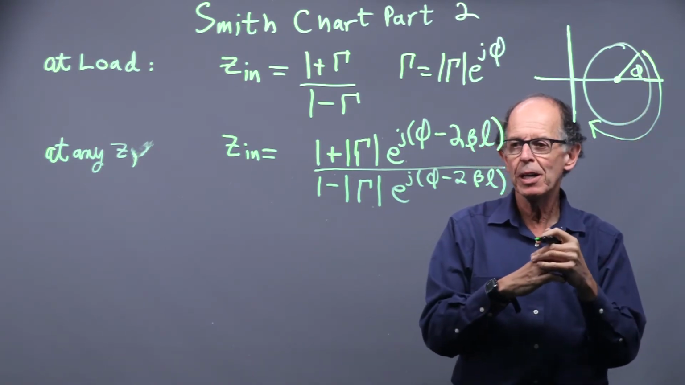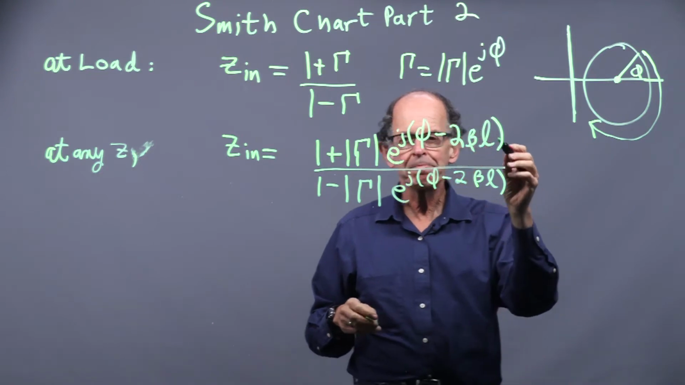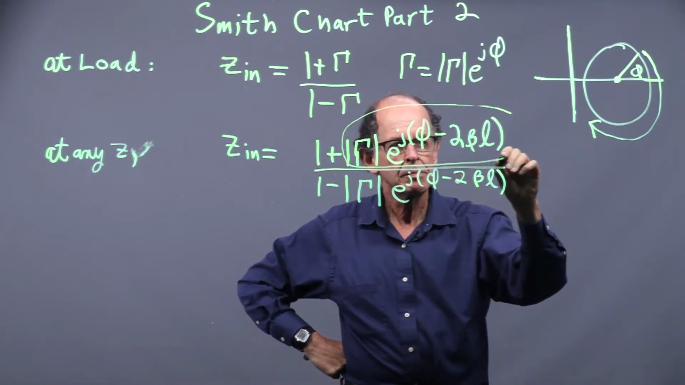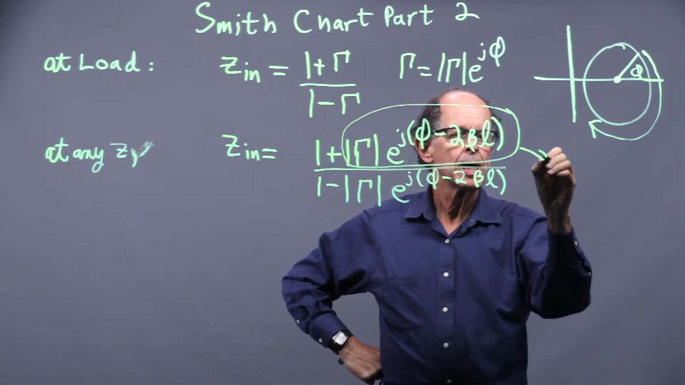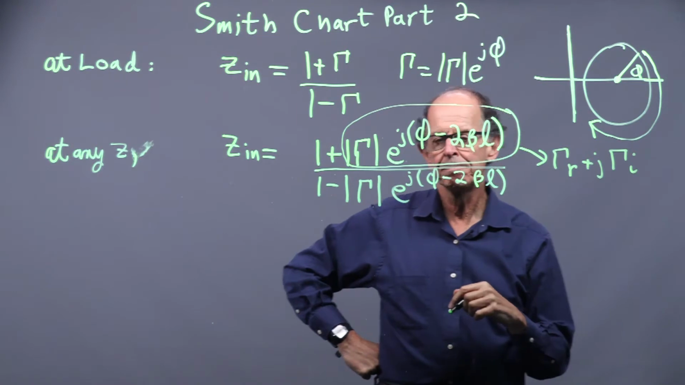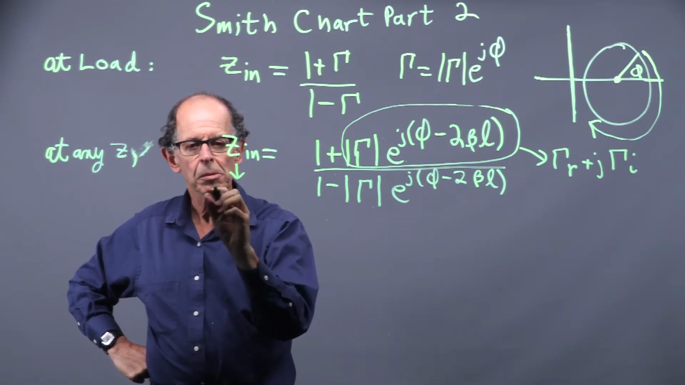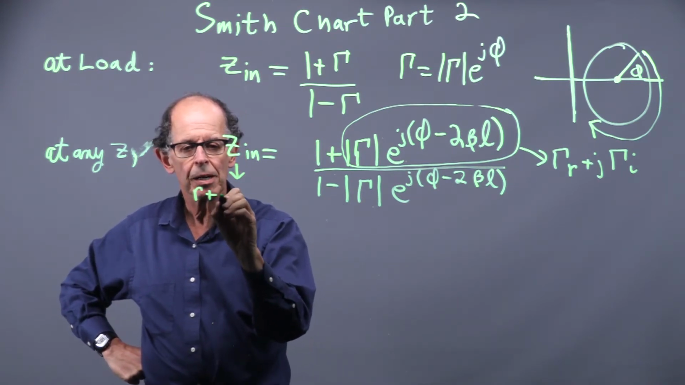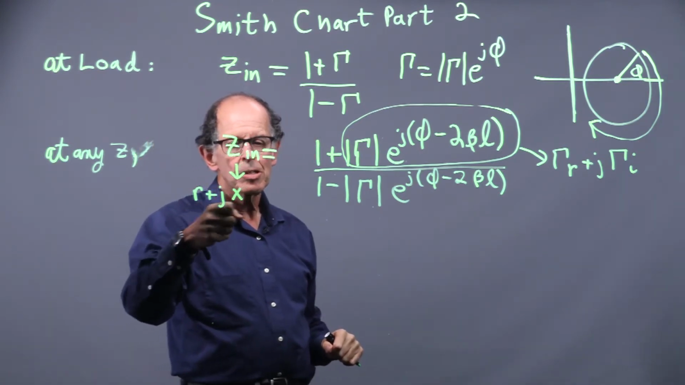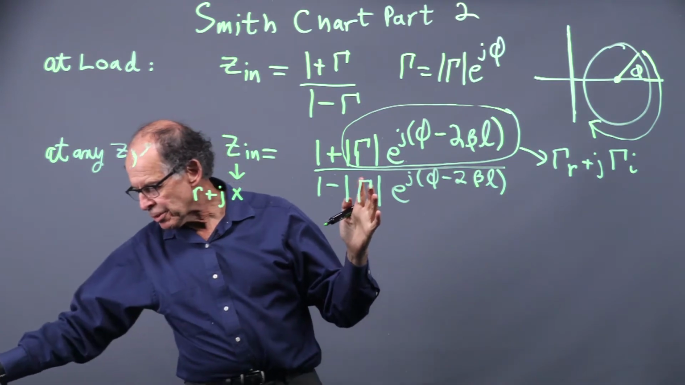So what we have to do is do a whole messy algebra business. Now, in order to simplify it, I'm going to look at this term, and I'm going to write it as gamma real plus j gamma imaginary. And the same down here. And then Zn normalized is going to be r plus jx. Normalized resistance, normalized reactance. So now it's time for doing the algebra.